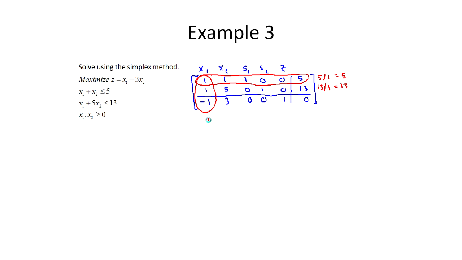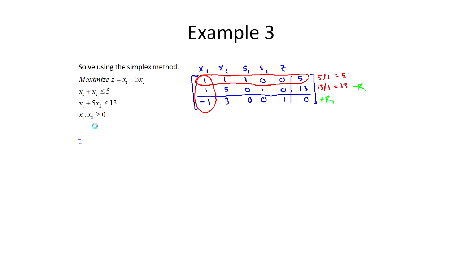So what I want to do then is do my row operation. To do my row operation, just like before, I'll keep this a 1. I'm going to get rid of this one by subtracting row 1, and I'm going to get rid of this one by adding row 1. Okay, let's see what happens when I do that.